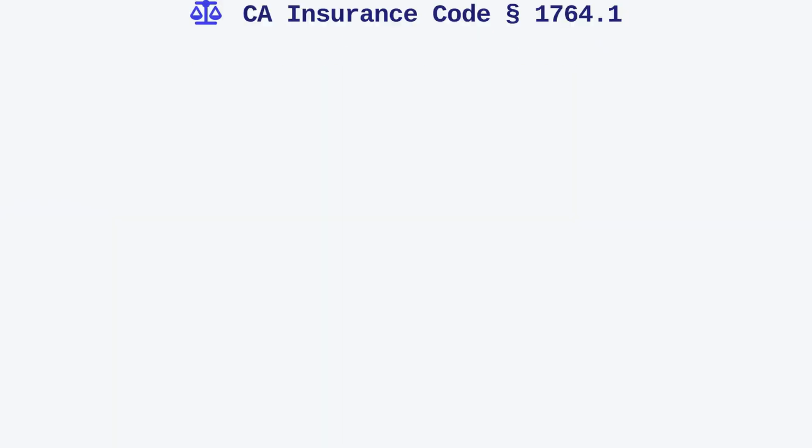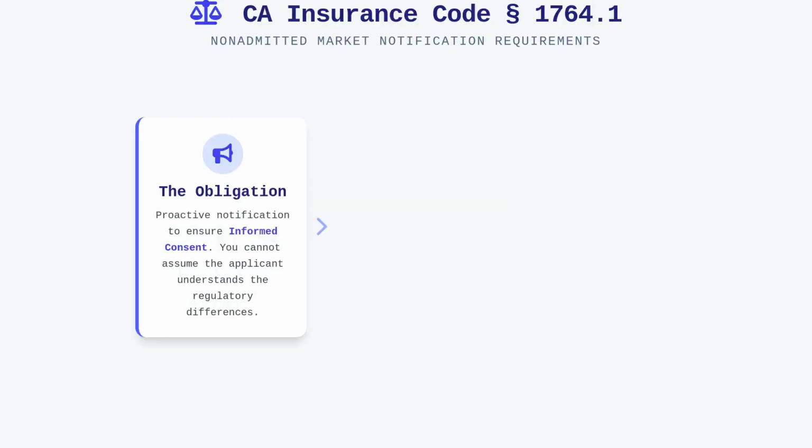California Insurance Code Section 1764.1 establishes a rigid framework for notifying consumers that they are purchasing coverage from an insurer not licensed by the state. As a surplus lines broker, you cannot assume that an applicant understands the regulatory differences between the admitted and non-admitted markets. The law requires a proactive approach to ensure informed consent, which translates into specific documentation standards that you must execute perfectly to avoid severe regulatory penalties.